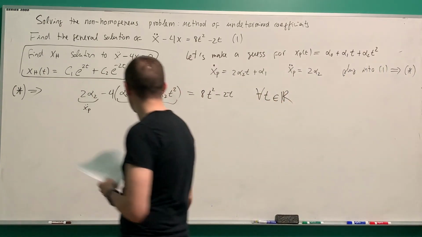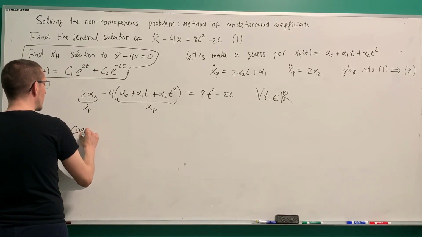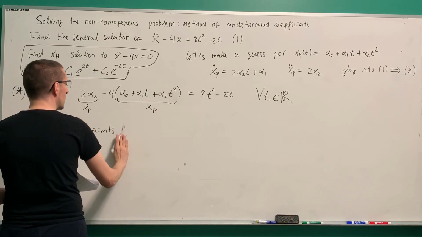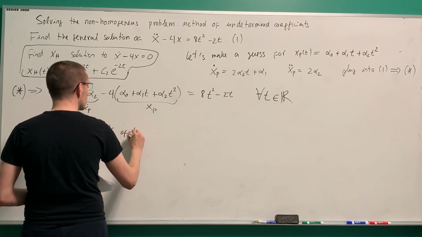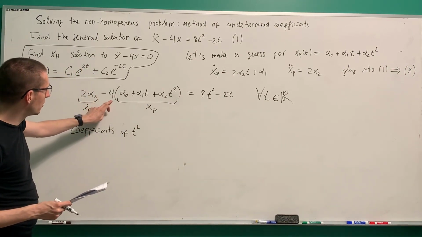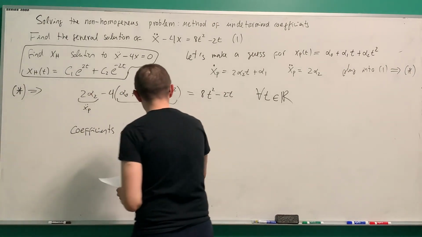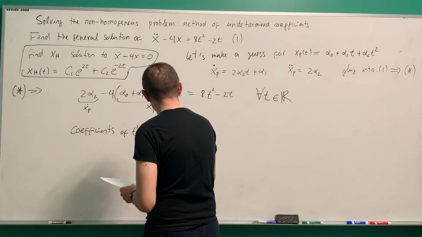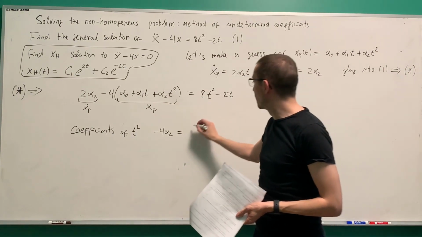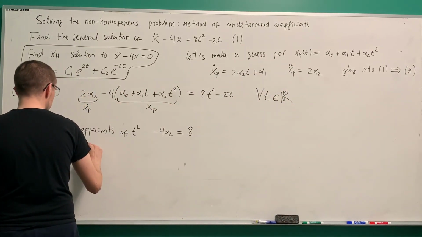All right, let's do that. Let's write the equations that we get when we equate the coefficients of the different powers of t. Let's begin with t squared. Coefficients of t squared. What do I have on the left? Minus 4 times alpha 2 multiplies t squared on the left, nothing else. So this is minus 4 alpha 2. On the right, what multiplies t squared? Number 8. Wonderful.